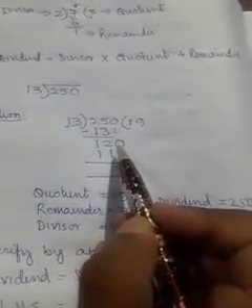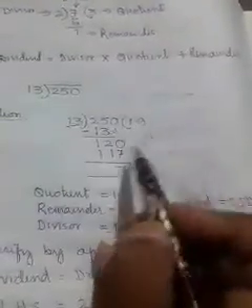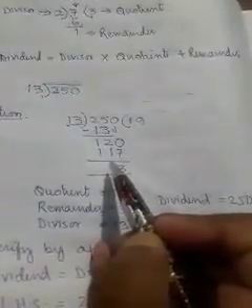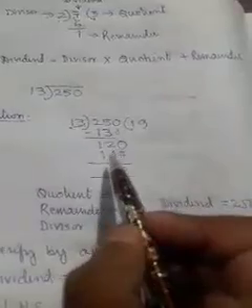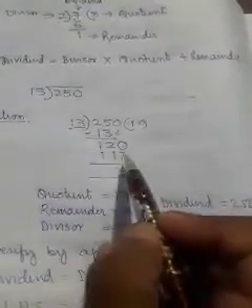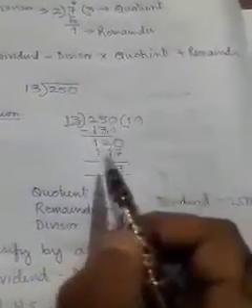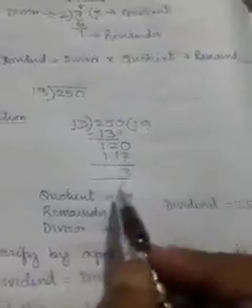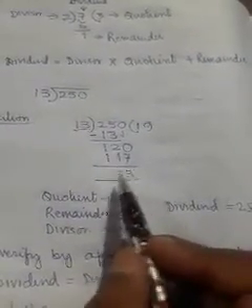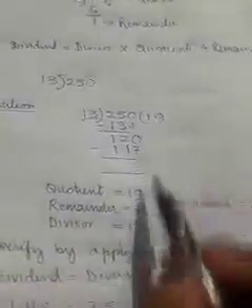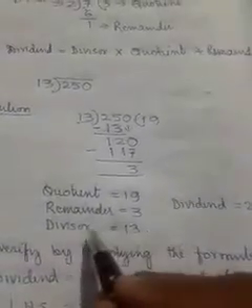Again we will read the table of 13. 13 9s are 117, and 13 10s are 130. While reading the table, please ensure that the number should be near to 120 or equal, but it should never be greater. So it should be the nearest one, and after that we subtract, we get 3. Now quotient is 19, remainder is 3, divisor is 13, and dividend is 250.